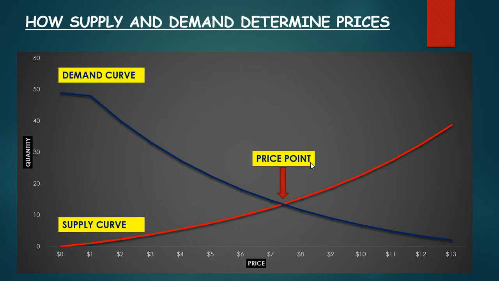But this is just a very simple free market type example of supply and demand. There are other things that go on that we'll talk about that affect both supply and demand.